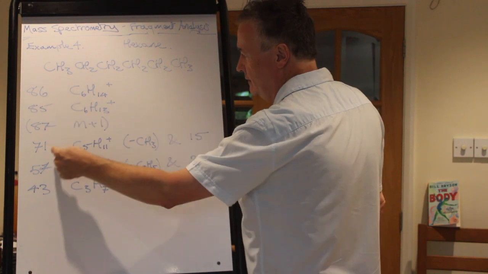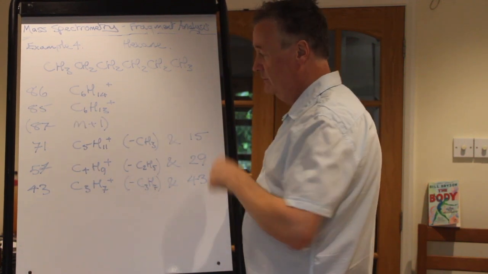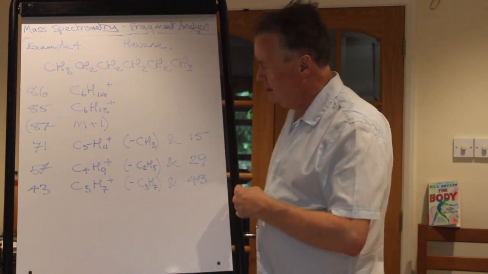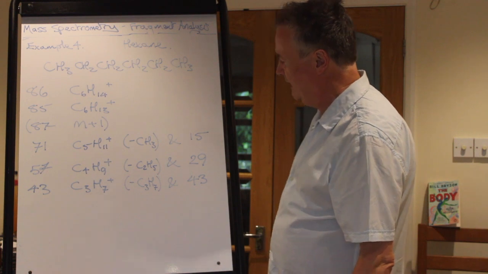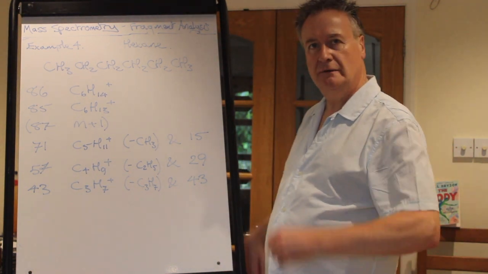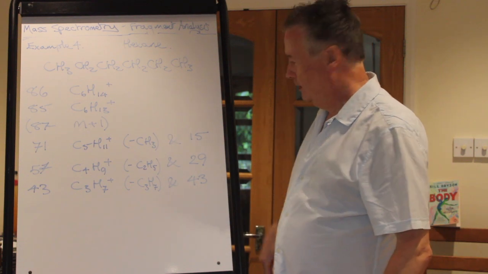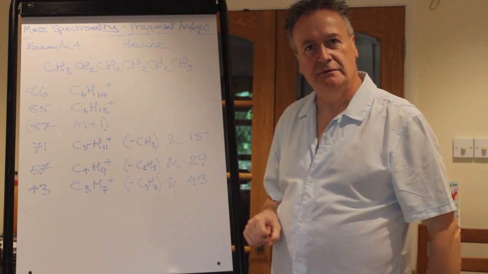So you get 87, 86, 85, 71, 57, 43, 29 and 15. How many is that? Oh, I didn't count as I was going along. 1, 2, 3, 4, 5, 6, 7, 8. How many out of those 8 did you get? If you got all 8, little cheer. Woo! Oh, sorry.